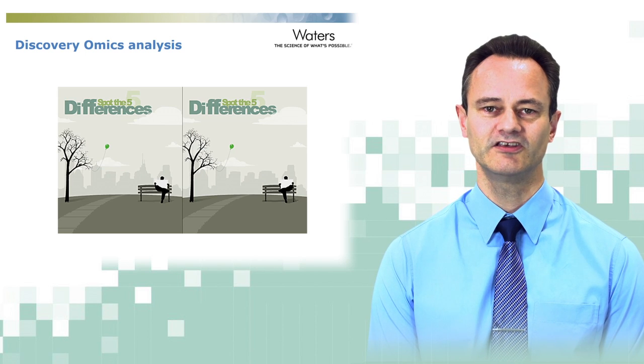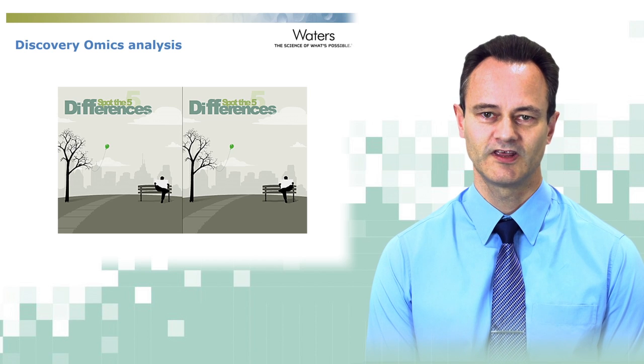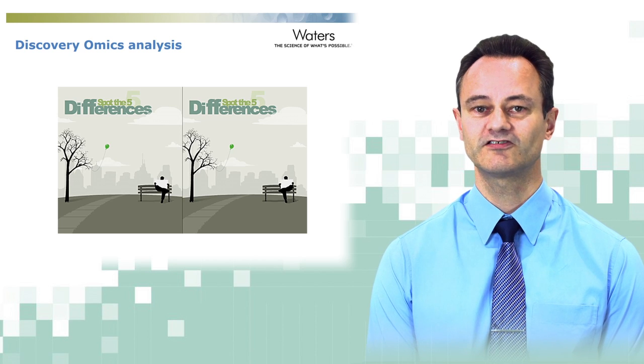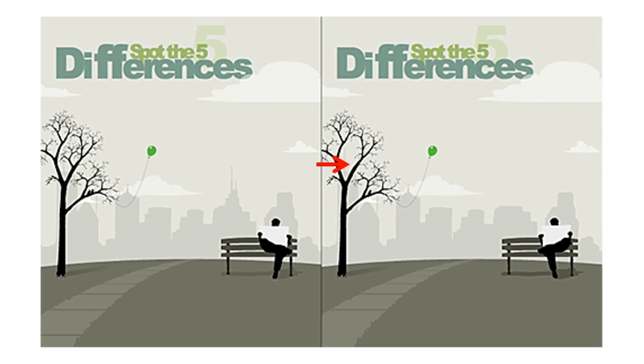In Discovery Omics Analysis, we're trying to find relatively small numbers of expression-changing ions amongst many ions that are not changing. A simple analogy is a spot the difference puzzle, in which the two pictures are mostly the same, but there are just a few differences, such as a missing branch of the tree, a missing bird, a missing building, the direction of the man's crossed leg, and a missing gap in the paving.